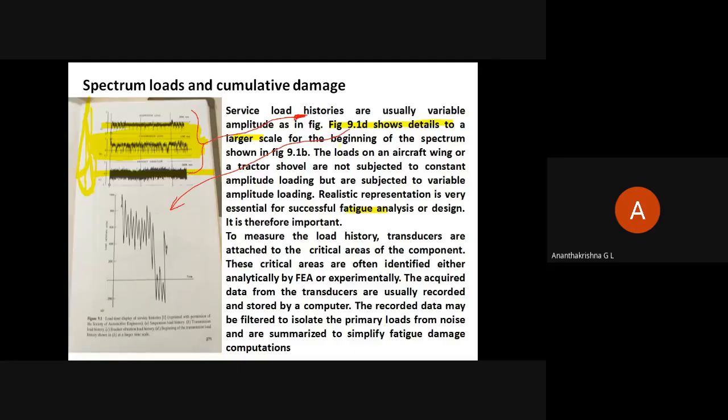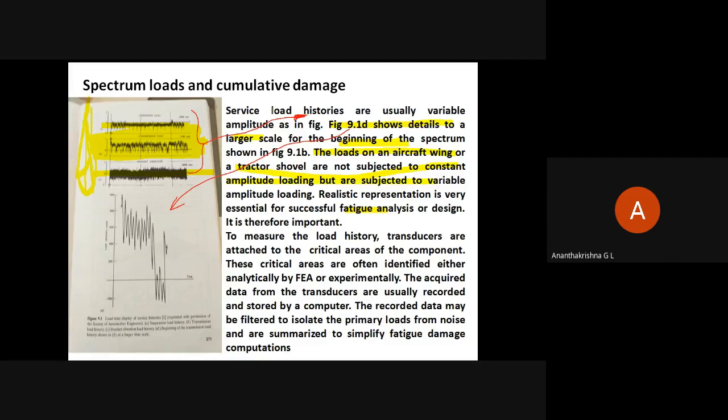Are you there? Now, one question is, with this spectrum that we have got on the computer, whatever data acquisition we do, can we understand anything from this? What can we make out of this? We cannot really study much with this type of graph. So essentially here it says 9.1 shows details to a larger scale. Of course, load histories are taken.